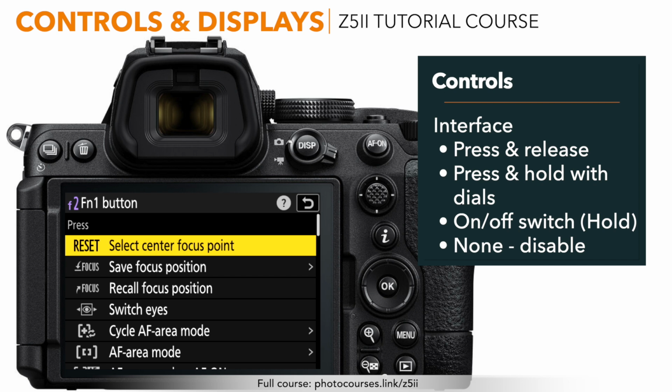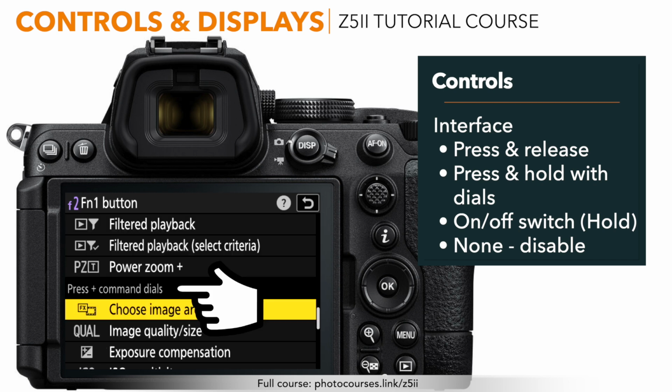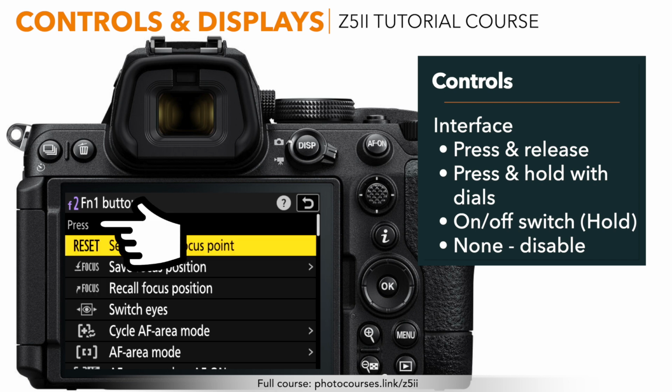Some functions act as a press and release button for that function, while others act as a press and hold, and then use the command dial to change that function, like white balance. You're going to press and hold that button, and then use the command dial to change your white balance. And these functions are grouped in the list, so you know which ones are press and release, and which ones are press and use the command dial.